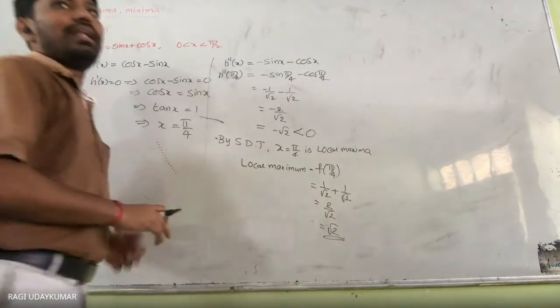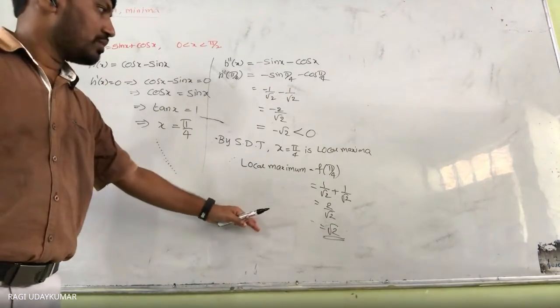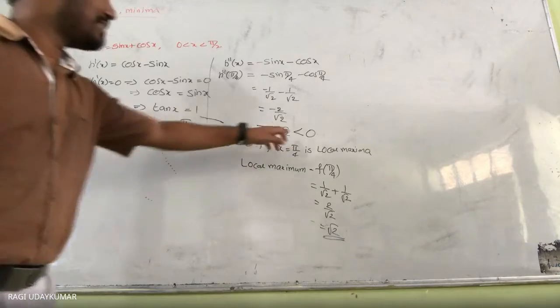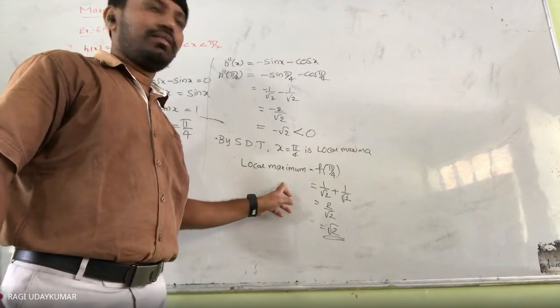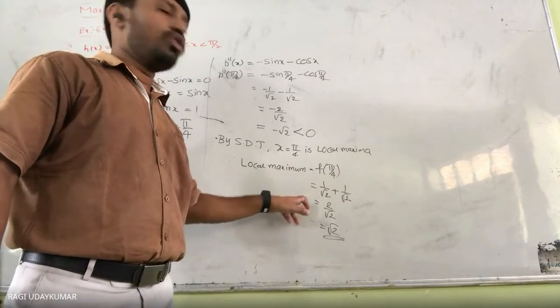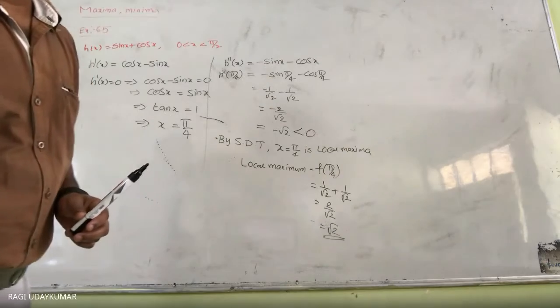Root 2 is the local maximum. So maximum only na. Less than 0 means maximum. Local maximum value. Local maxima is pi by 4.